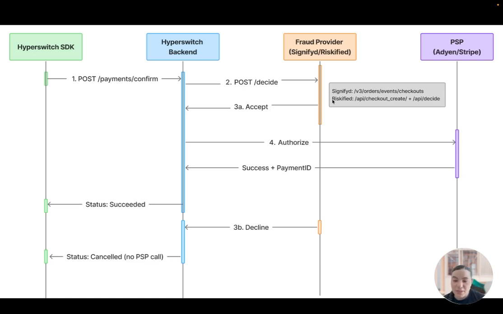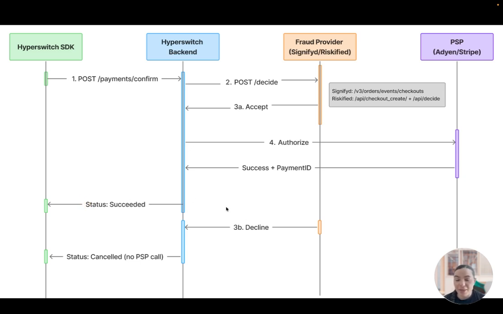Now the flow splits, depending on what comes back. First, the accept path, 3A. The fraud provider returns accept, which Hyperswitch records as FRM status legit. And only now does the backend call the PSP. That's step 4, authorize, out to Adyen or Stripe. The PSP authorizes and returns success with a payment ID. The backend marks the payment succeeded, and the SDK shows the customer a completed payment. So the fraud check comes first, the PSP second.